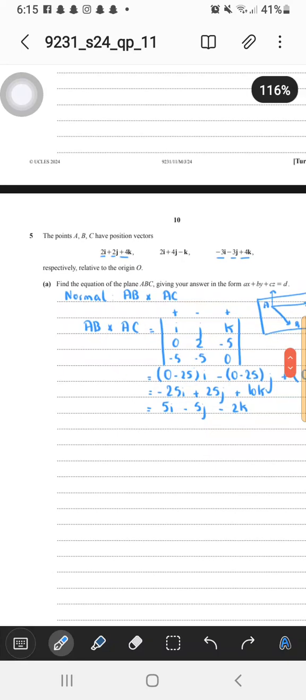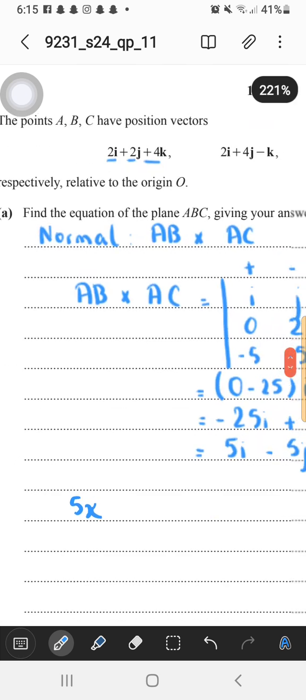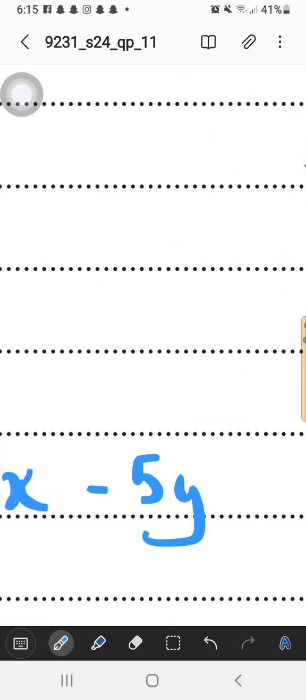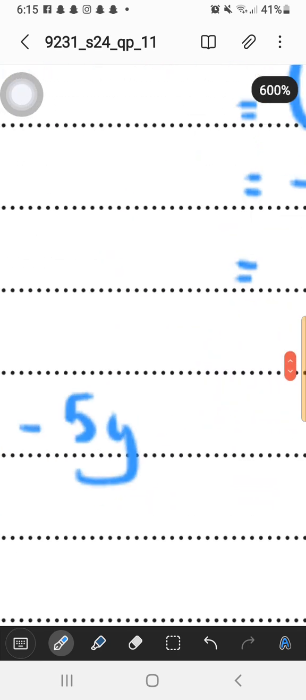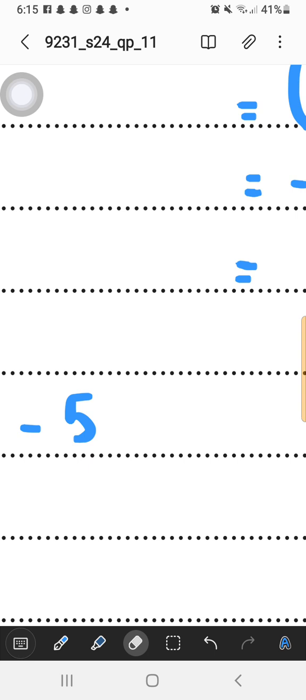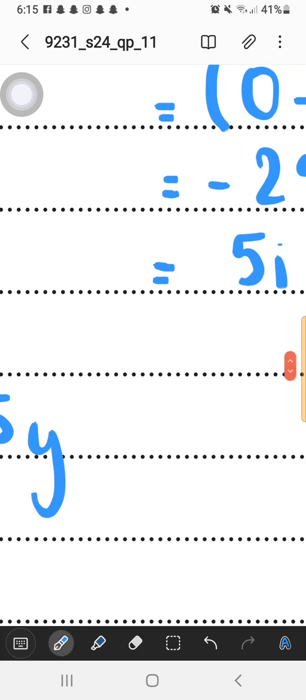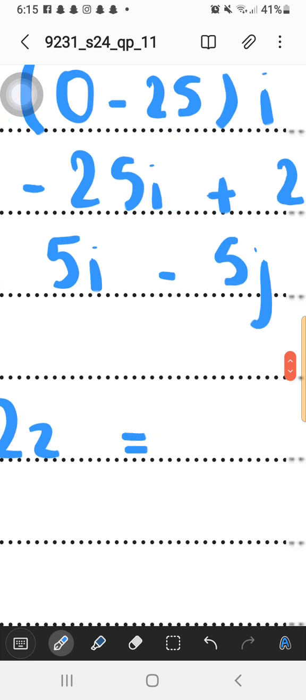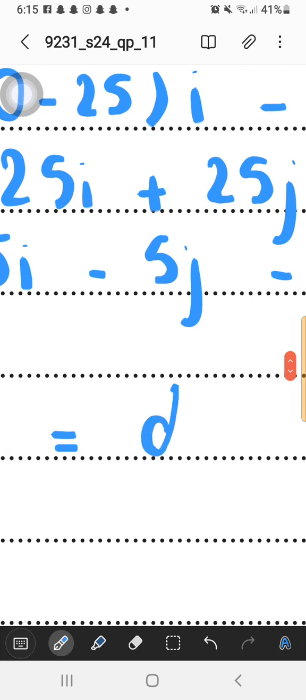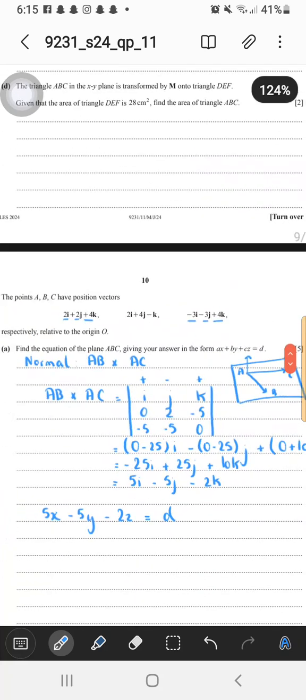Now the equation of the plane forms like this. There was 5i, it becomes 5x. There was negative 5j, it becomes negative 5y. And there was negative 2k, it becomes negative 2z, and is equal to 0. Sorry, not 0, it's equal to d. Okay, is equal to d.